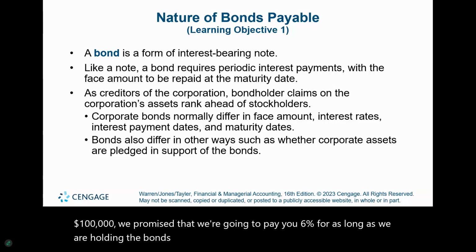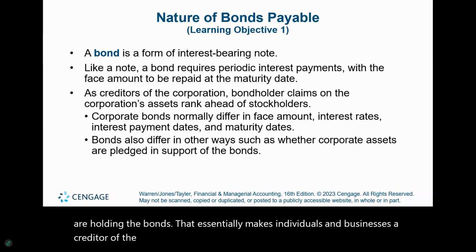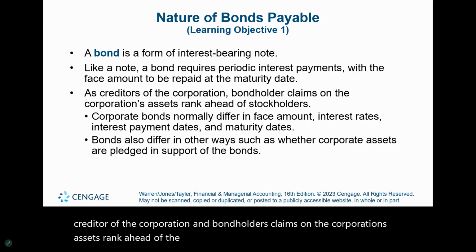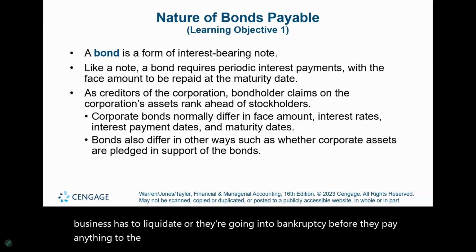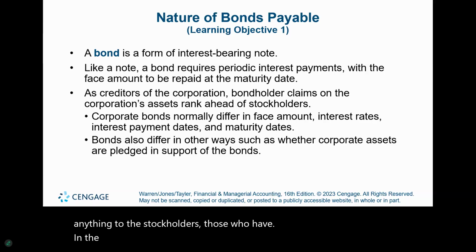That essentially makes individuals and businesses a creditor of the corporation, and bondholders' claims on the corporation's assets rank ahead of the stockholders. So let's say in the event that a business has to liquidate or they're going into bankruptcy, before they pay anything to the stockholders, those who have ownership in the company, they first pay the creditors, which are the bondholders, those that lent money to the corporation.